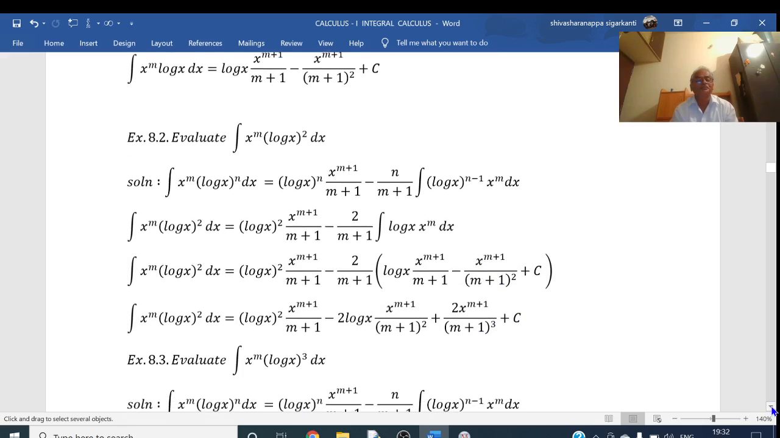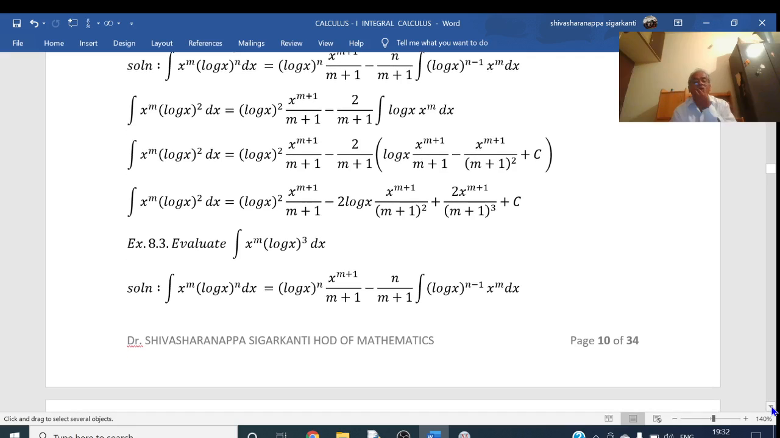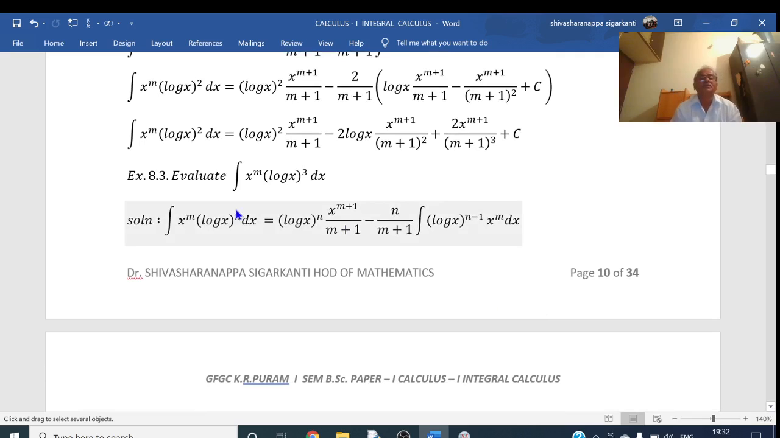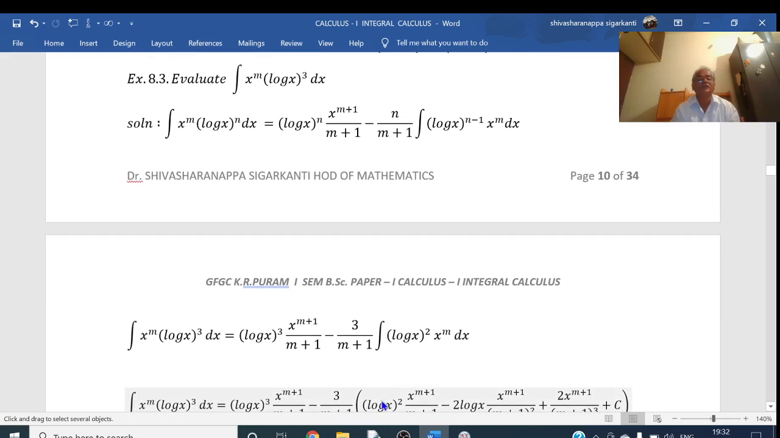Next example, x raised to m into log x whole cube dx. Again, here we have n equal to 3. This becomes log x to the power of 3, x power of m plus 1 divided by m plus 1 minus 3 by m plus 1 into integration of log x whole square into x raised to m dx.